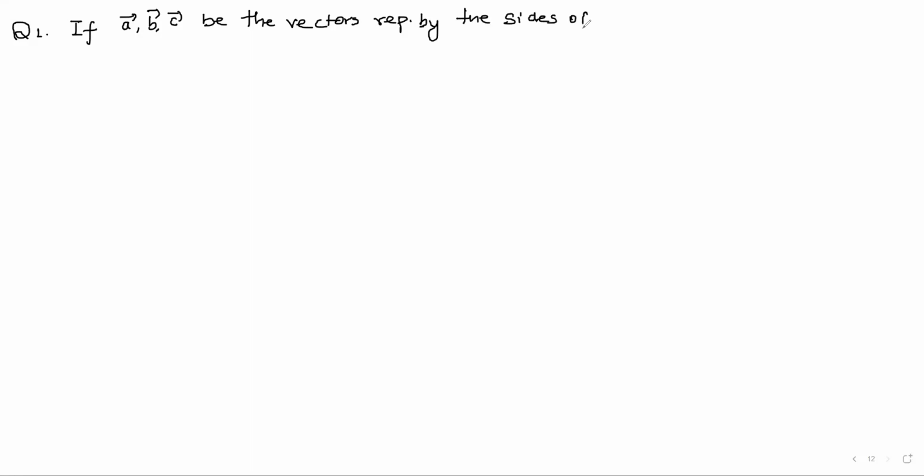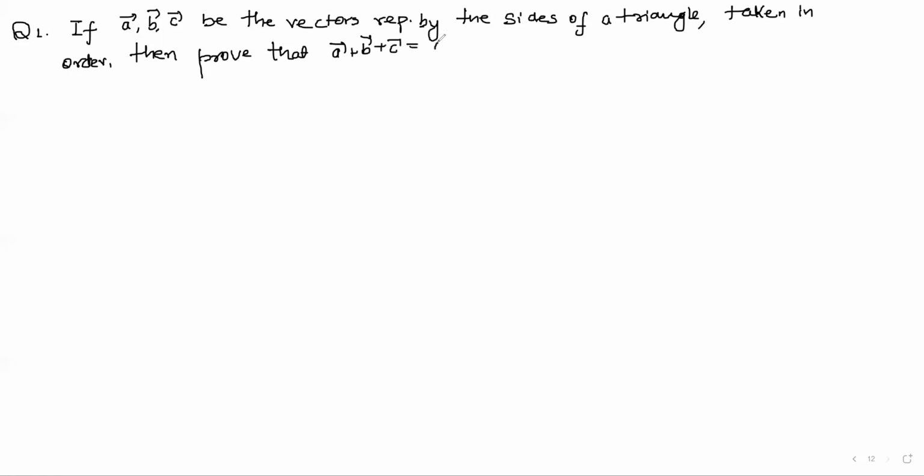Okay, then please write this question. Question is, if vectors A, B, C be the vectors represented by the sides of a triangle, taken in order, then prove that vector A plus B plus C is equal to null vector.